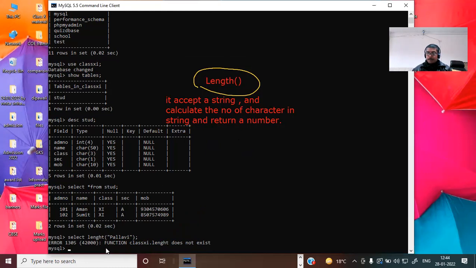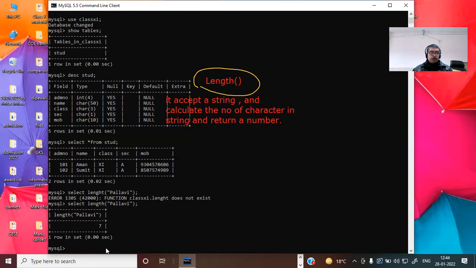Now we are going to write once again. See, L-E-N-G-T-H. Okay, Pallavi, you see, you have told 7. So, Pallavi, you are right. It is returning 7. You can see here what it has returned. It has returned 7. So, I hope you have understood. Now, you can see here, it has returned length. As I have written here, the same is being displayed here.